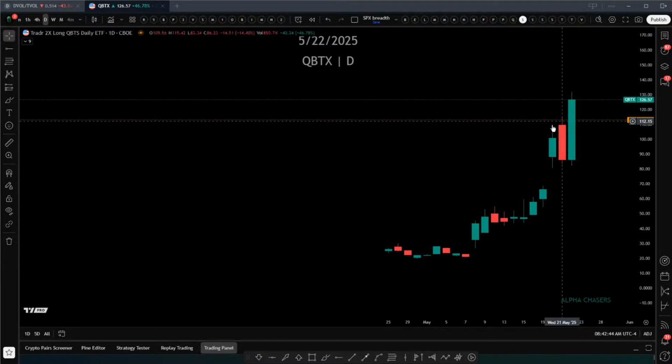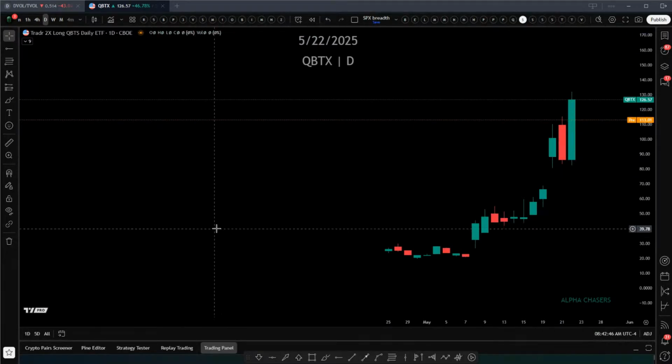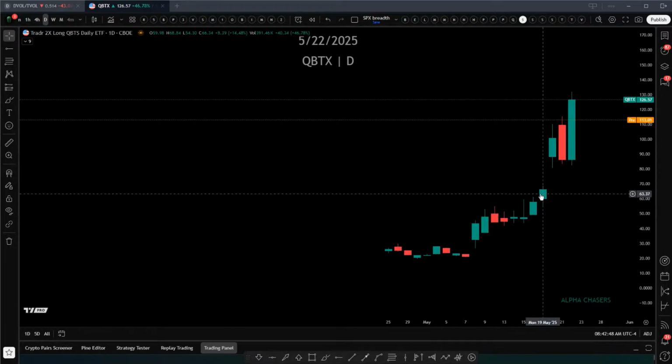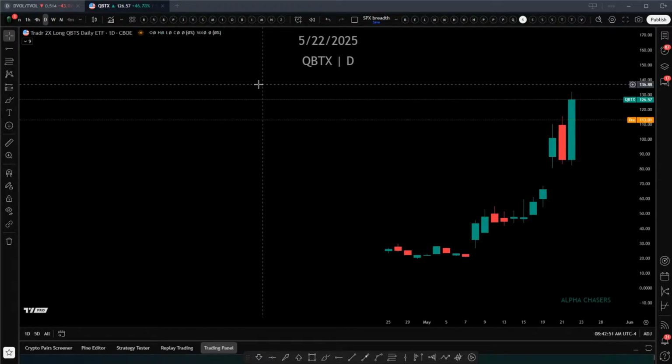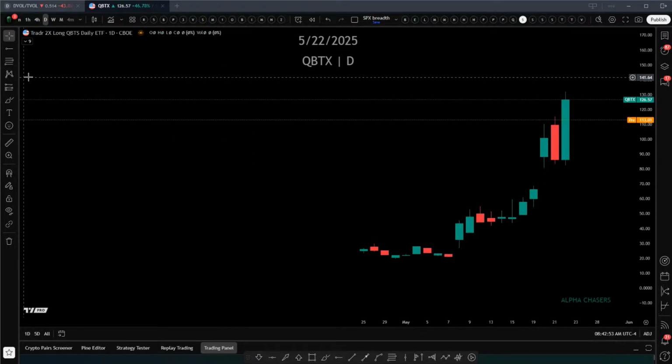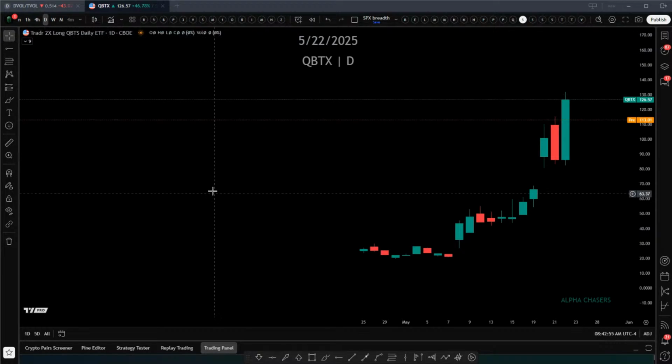I don't really care because it can't sustain this. It's just not sustainable. Eventually, it'll come back down to 50, 60, no matter where QBTX goes. It's just a matter of time because they have to do these through calls. They're not doing it through stock. I'm not going to get into it all now.